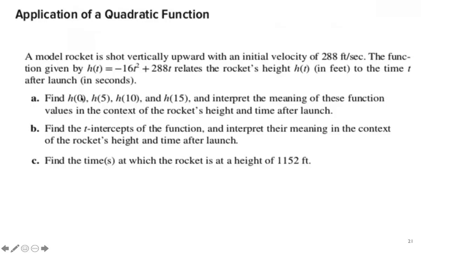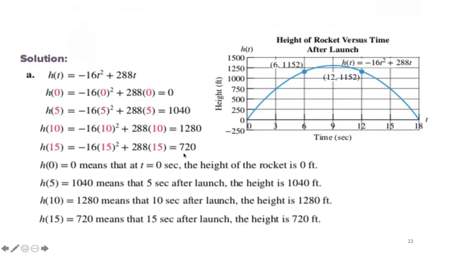What does it mean to plug in 0, 5, 10, and 15 into the function? Let's do this one at a time. If I plug in these points, I'm plugging in the time. So when time is 0 seconds, the height is 0. That's the beginning of the rocket. When time is 5 seconds, the height is 1040, etc. So you plug in these points, and you get the height at the corresponding time.